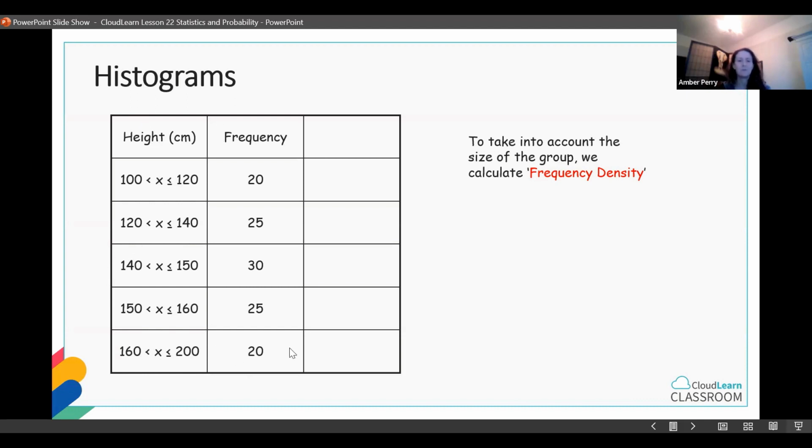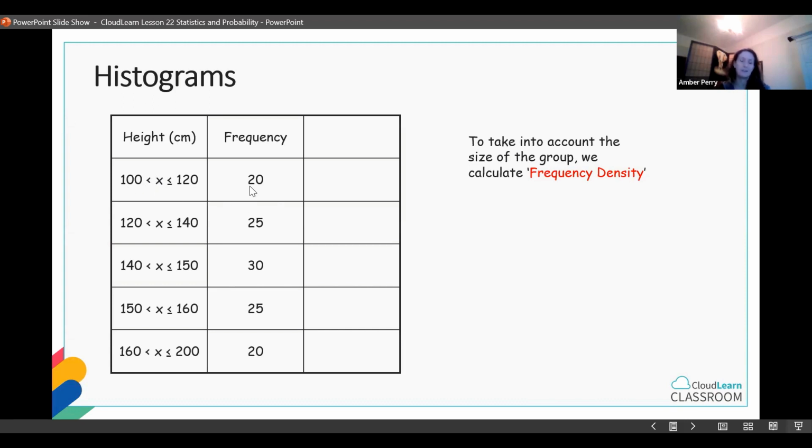And then we've got frequencies. So I don't know what this is the height of, but let's say 20 teenagers are between 100 and 120 centimeters. 25 are between 120 and 140, and so on, okay? So that's this data. Now, because of the fact that the group sizes change, we can't just go ahead and plot this against this.